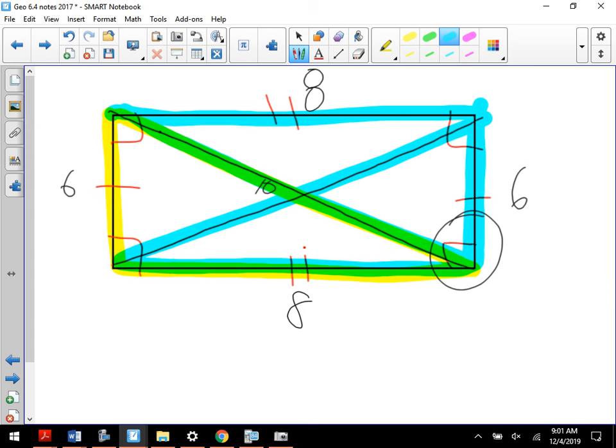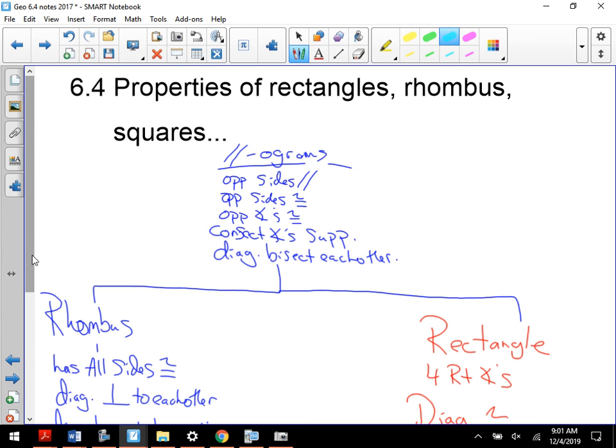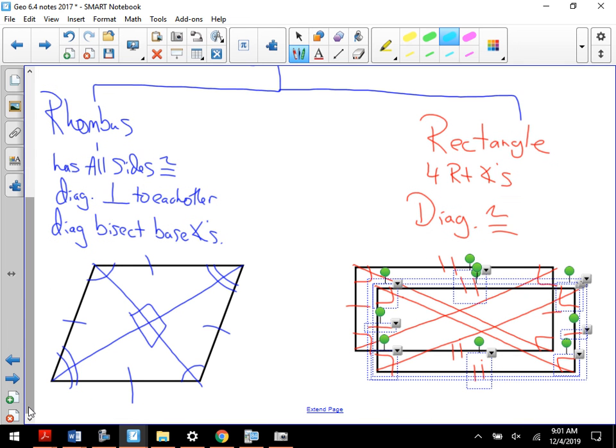Okay? So far, so good. Again, this is nothing new. This is stuff you guys have all done. That should not be so bad. One more shape in the family tree.